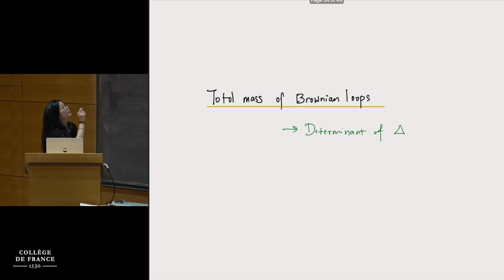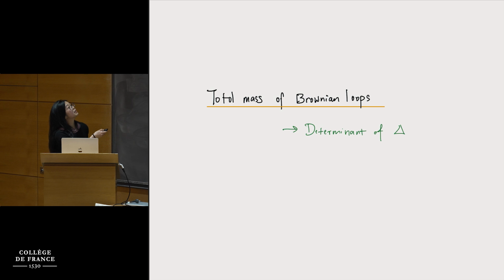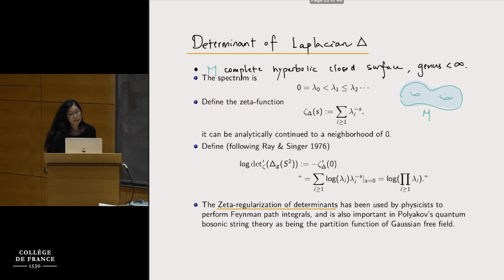Okay, so the second part of the story is very brief. It's about the total mass of Brownian loops, which has already been studied a lot by Yves and Julien Dubédat, et al. But we still want to try to do it slightly differently. Let me just tell you what this determinant of the Laplacian is.